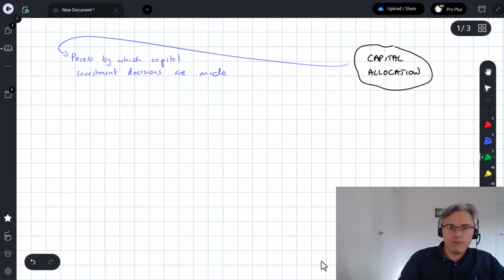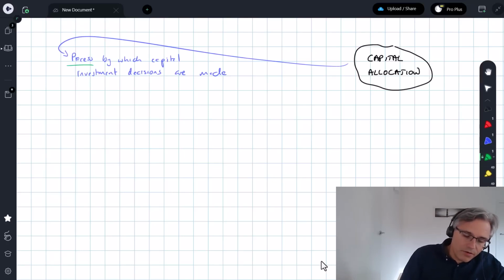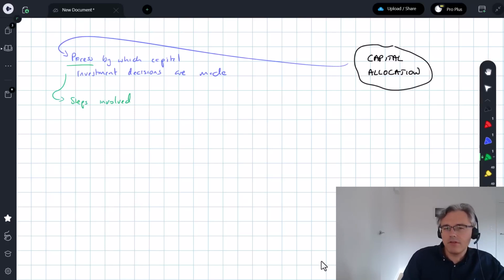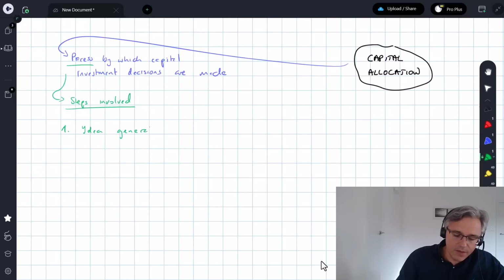So let's start with a bit of theory. The process that we're talking about here, or the steps involved in it, right? The steps involved are, now, don't try to learn this, it's so obvious, you shouldn't need to. First of all, the idea generation step. So of course, in order to evaluate projects and decide what to invest into, we have to have some ideas, investment ideas. Okay, good, nice and obvious.